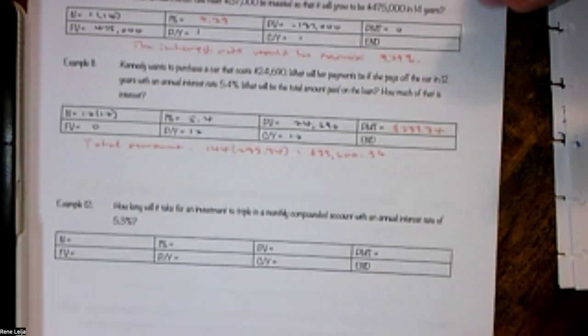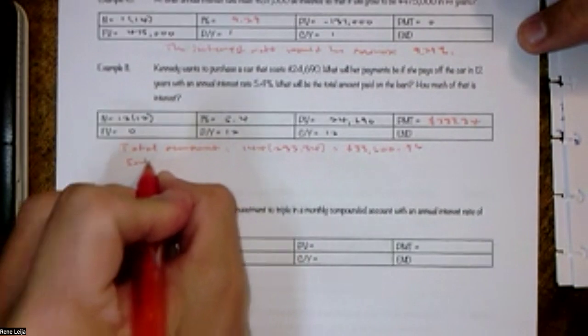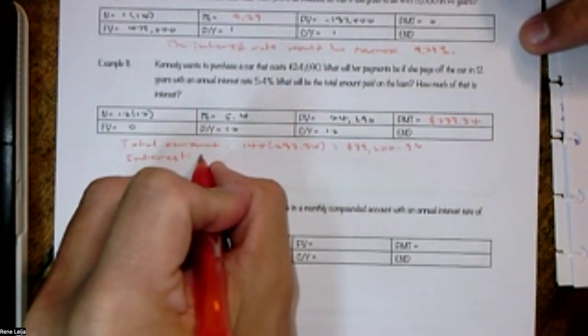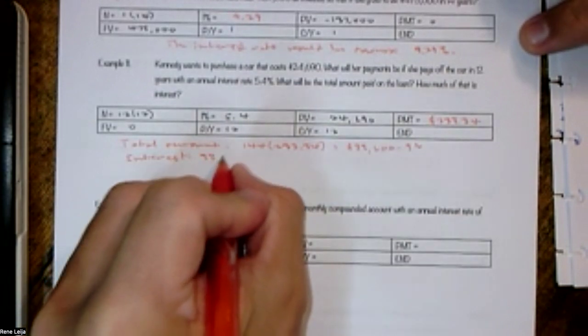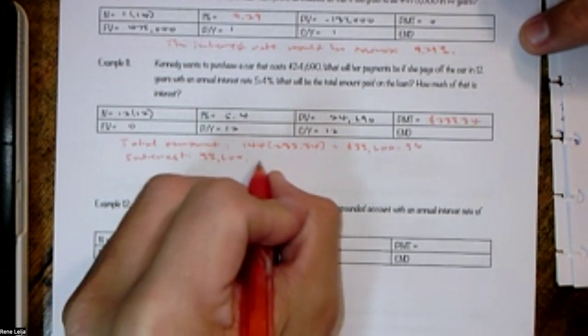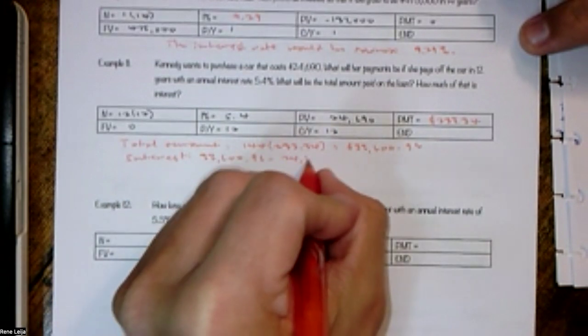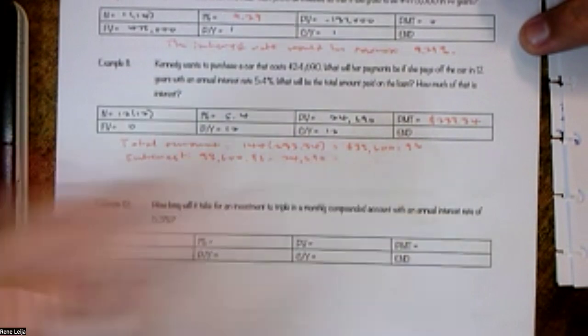$33,600.96. Okay. And then how much of that is interest? Well, we should know how to find the interest. So the interest is going to be this 33,600.96 minus the cost of the car, which is 24,690.